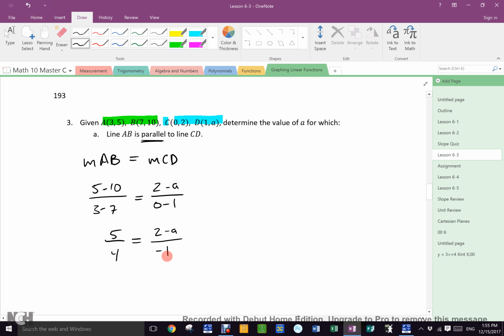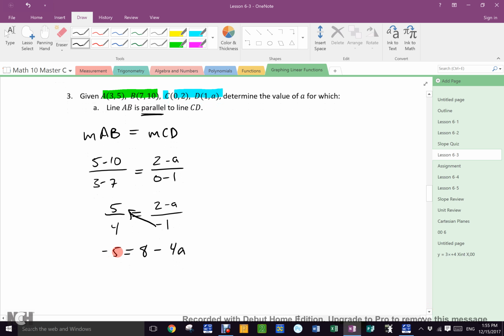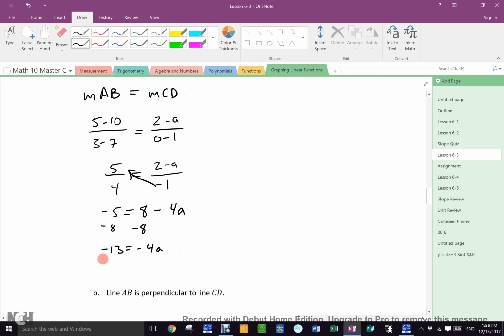Now what do I do every time I see fraction equals fraction? What's negative 1 times 5? Negative 5. What's 4 times 2? 8. Minus what's 4 times A? 4A. What do I do every time I see something that looks like that? Isolate A. What do I do to that 8? Minus 8, minus 8. Negative 13 equals negative 4A. Yes? Now what? And what does A equal? Negative 13 over negative 4.